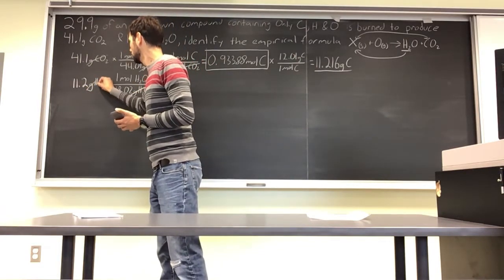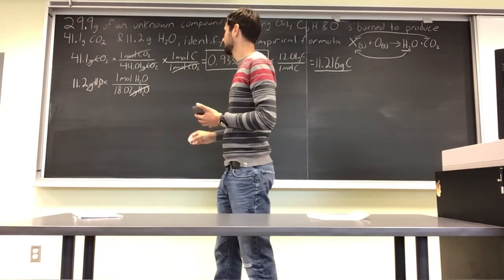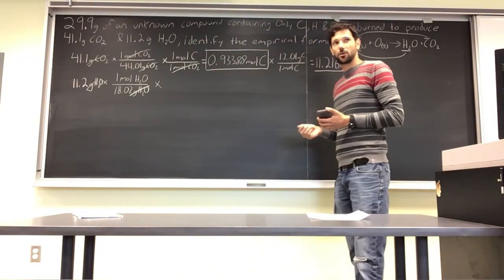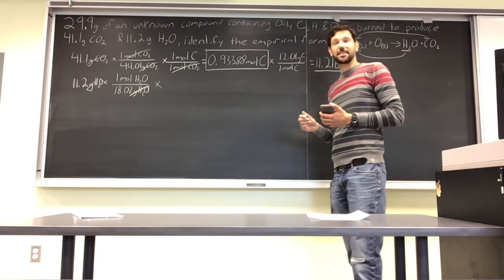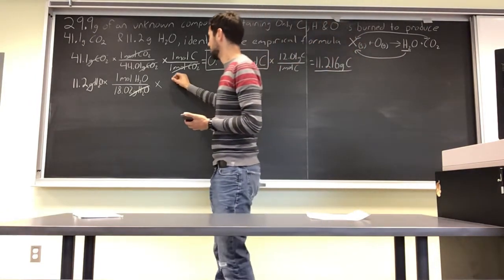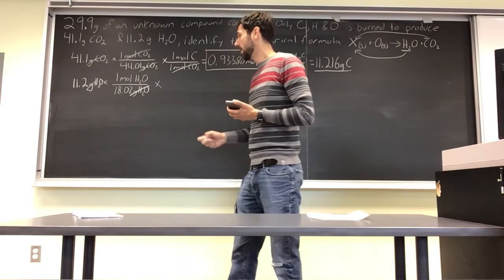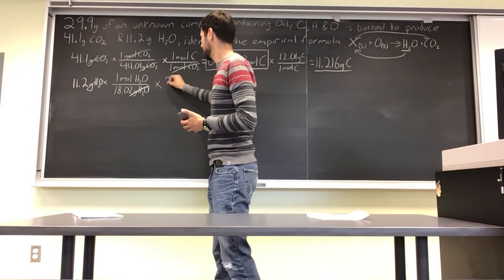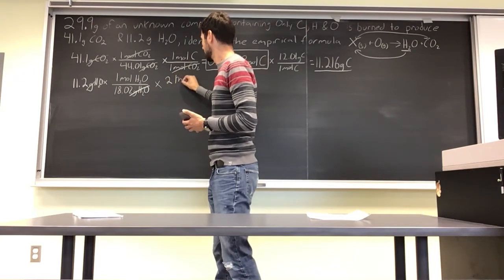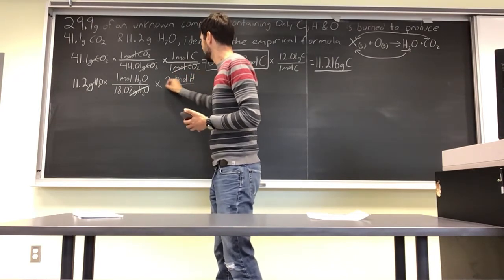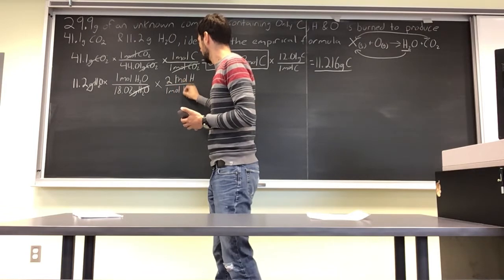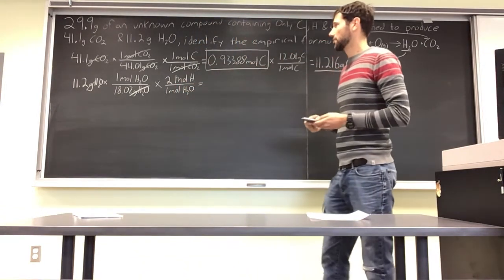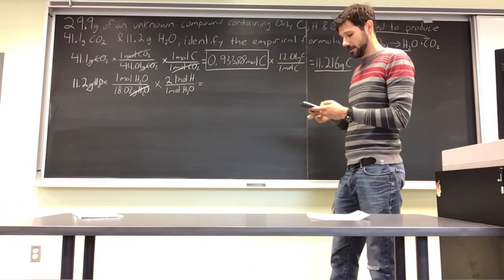Grams H2O cancels with grams H2O. And now let's multiply it by the ratio of hydrogen to water to figure out how much hydrogen is in that water, or how many moles of hydrogen. So this time it's not a 1-to-1 ratio. I can see that there's 2 hydrogens for every 1 H2O molecule. So I'm going to write 2 moles hydrogen for every 1 mole H2O. And let's solve and find the number of moles, which we're going to need later for the empirical formula.